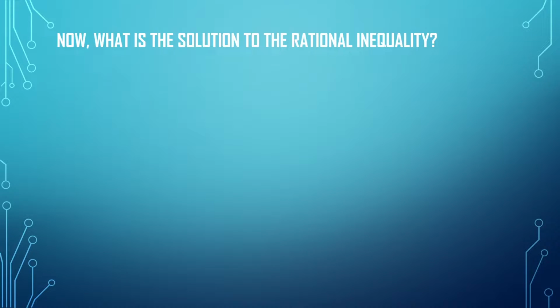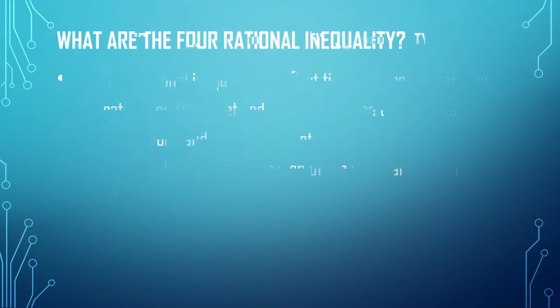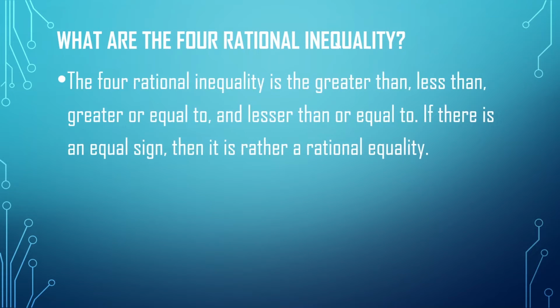Now, what is the solution to a rational inequality? To solve a rational inequality, you first find the zeros from the numerator and find the undefined points from the denominator. You use these zeros and undefined points to divide the number line into intervals. Then you find the sign of the rational expression on each interval. What are the 4 rational inequalities? The 4 rational inequalities are greater than, lesser than, greater than or equal to, and lesser than or equal to. If there is an equal sign, then it is rather a rational equation.